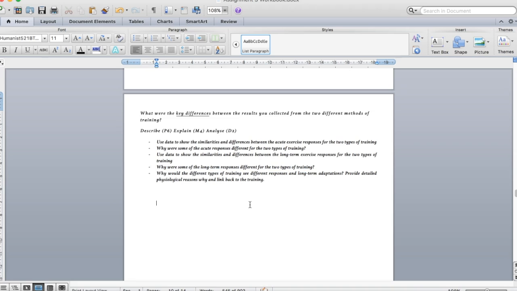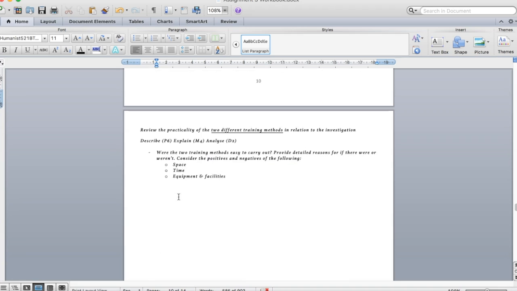Okay. Finally, the last bullet point, why would the different types of training see different responses in long-term adaptations? Well, we kind of already answered that, but you can put a small paragraph on the end and tell me why aerobic training results are slightly different to the resistance training results, and give me a summary.